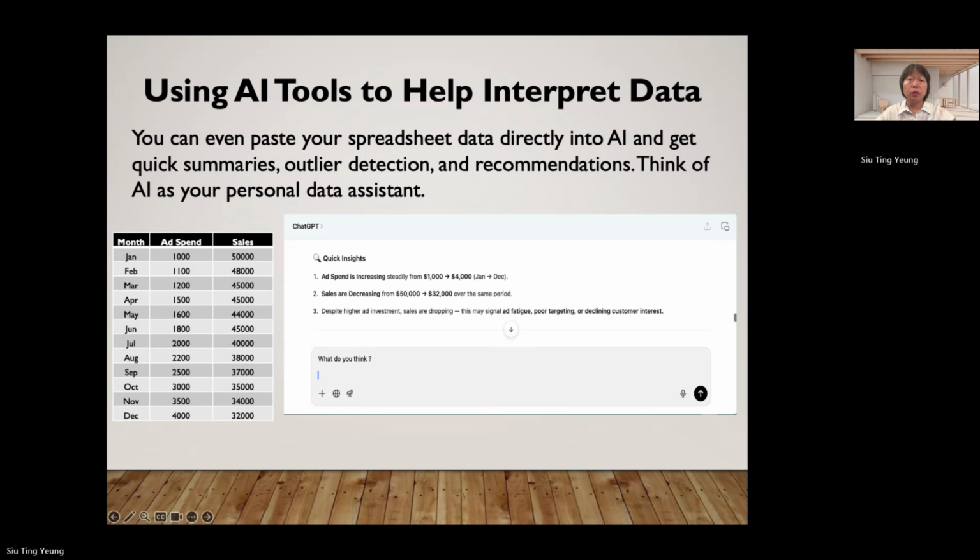Firstly, you can see you get a quick insight like ad spending increasing steadily from 1,000 to 4,000 from January to December. And the second insight AI gives you is sales decreasing from $50,000 to $32,000 over the same period. And it also gives you the conclusion that despite high ad investment, sales are dropping. This may signal ad fatigue, poor targeting, or declining customer interest.